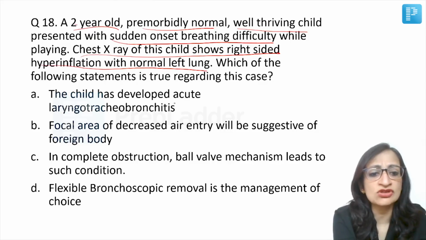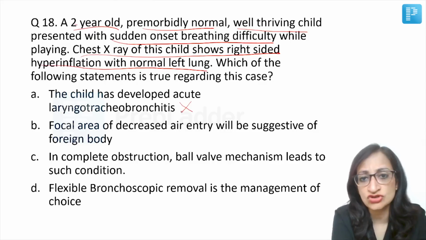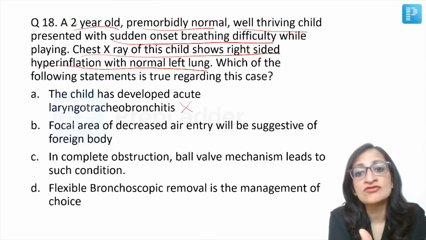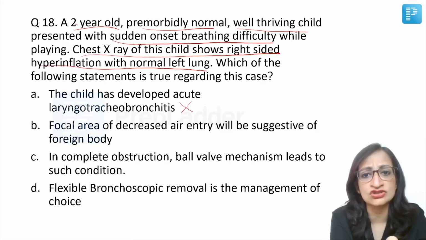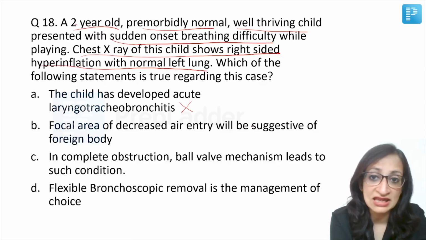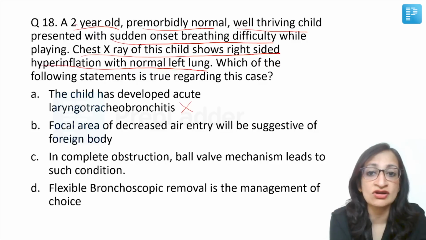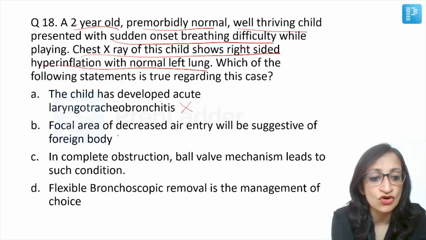So child has developed acute laryngotracheobronchitis is not true. This is not a case of croup where the low-grade fever can be there, a viral prodrome can be there, stridor can be there. So this is not a case of croup. Focal area of decreased air entry will be suggestive of foreign body. Yes, if there is a focal area where you're not getting air entry properly, that can suggest foreign body.